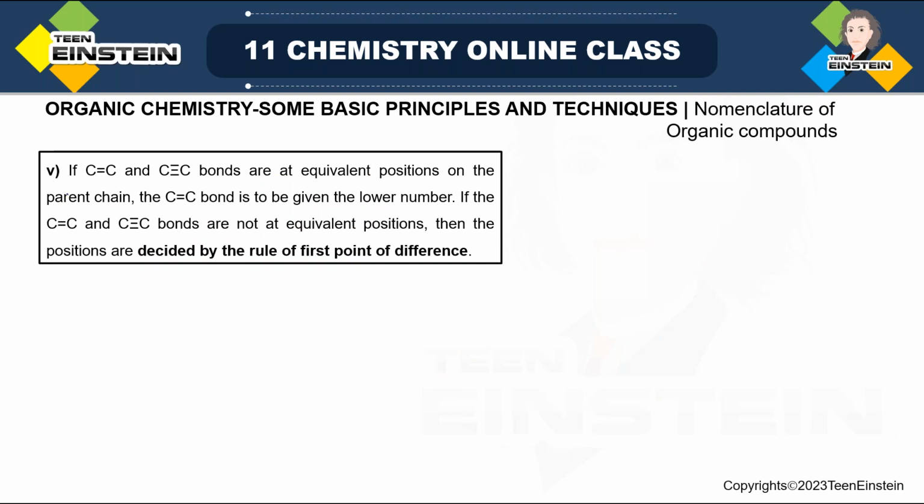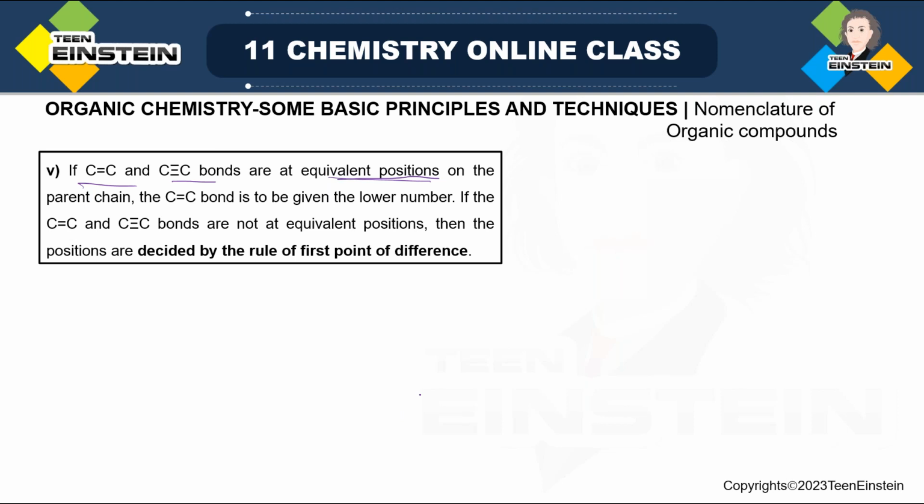If CC double bond and triple bond are present at equivalent positions. Until now we have seen either double bond or triple bond present. Suppose both types are present, that is, CC double bond is present and triple bond is also present, and both are present at equivalent positions on the parent chain.